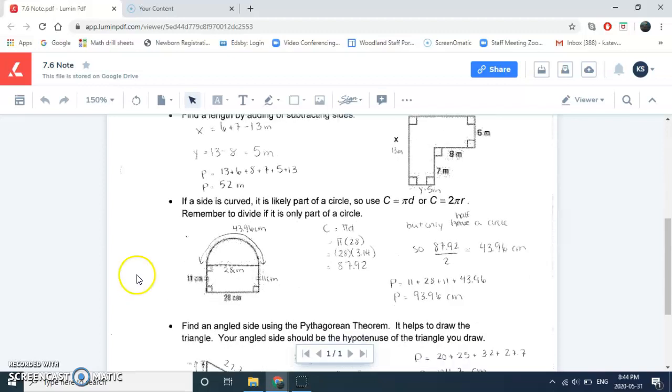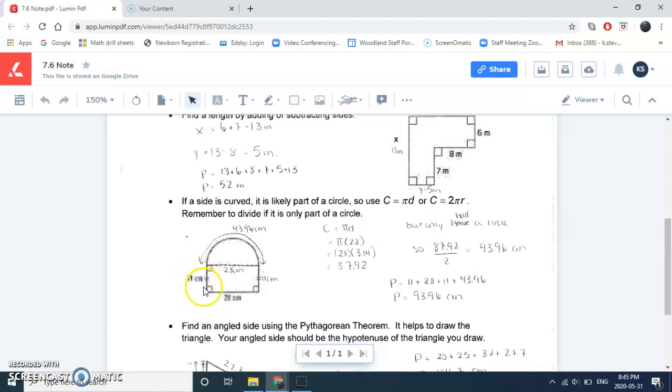Now, if a side is curved, it is likely part of a circle. So we can use the formula C equals pi times the diameter, or we can use 2 times pi times r. Remember to divide if it is only part of the circle. So if we see here we have a semicircle, we're going to need to divide it by 2. So we'll take a look at that in a little bit.